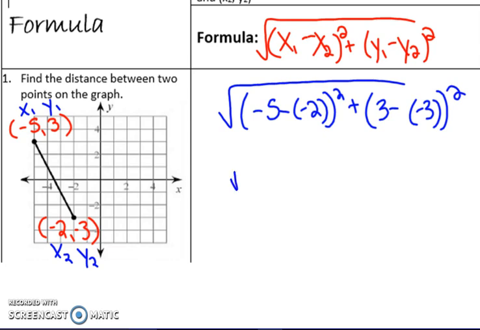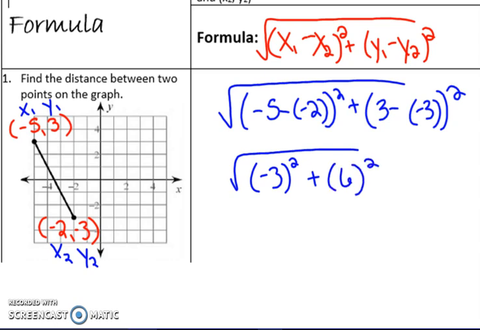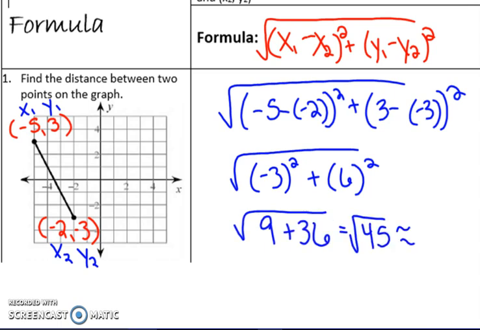So from here we want to simplify it down. -5 minus -2 becomes -3 squared, and I'm going to leave that in parentheses. That way, when we go to type it in the calculator, we don't forget to use the parentheses and end up with a negative number, because when we square it, we always want positive. Distance is always positive. From here, 3 minus -3 gives me 6 squared. Well, -3 squared is 9, 6 squared is 36, and it gives me the square root of 45, which is approximately 6.71.